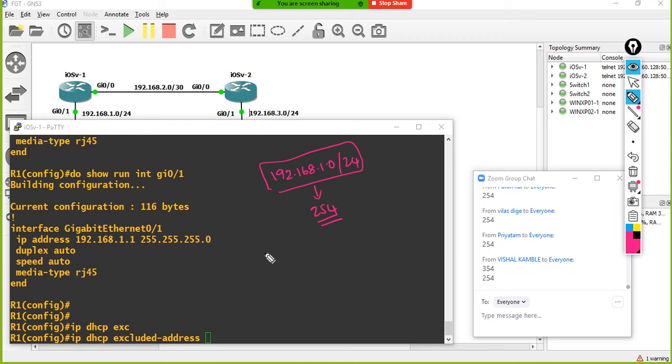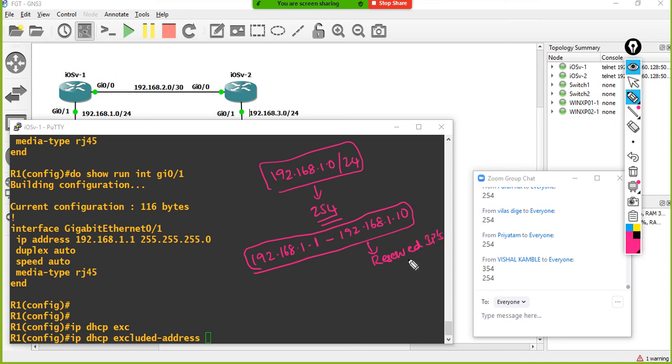Out of 254, I am going to exclude 192.168.1.1 to 192.168.1.10. So these 10 IP addresses I am going to exclude, which means I am going to reserve these IP addresses.